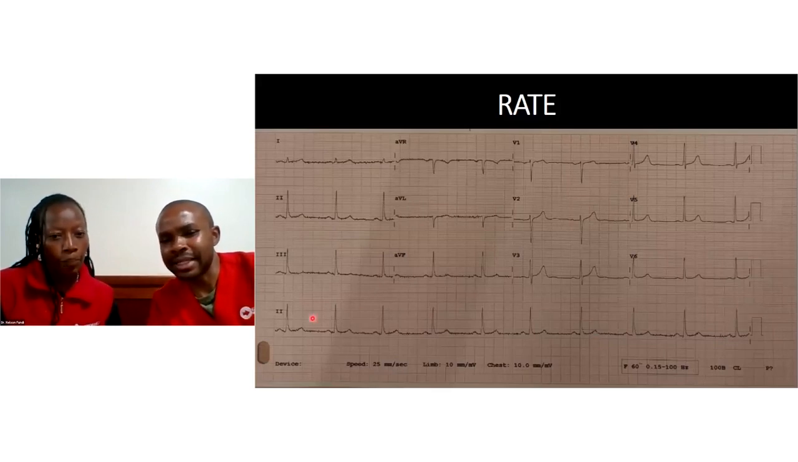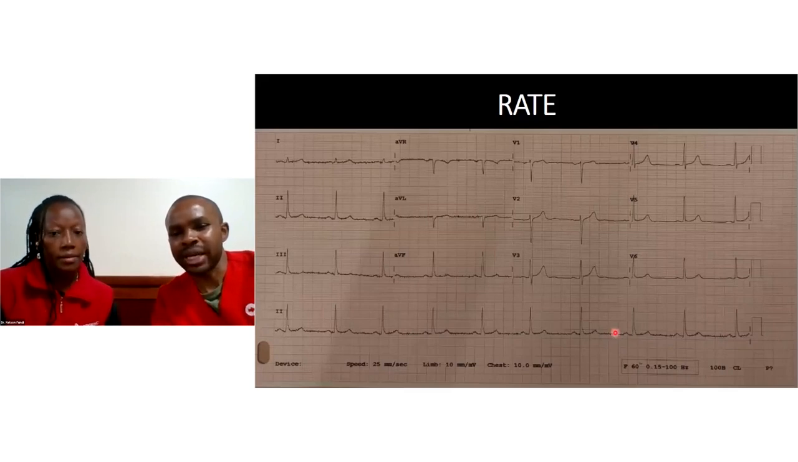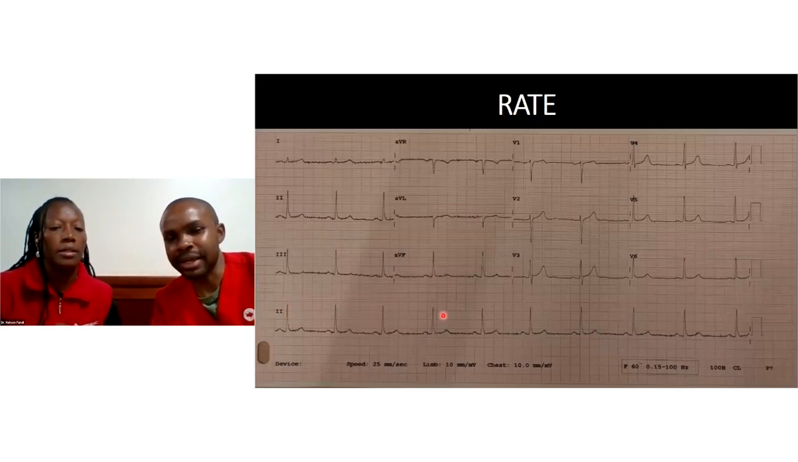So what I'm understanding is this whole tracing runs for 10 seconds, right? Yes. So if I'm to get the rate, then I multiply by 6. By 6, yes, so that you can get your 60 seconds. The 60 seconds. Yes. All right.